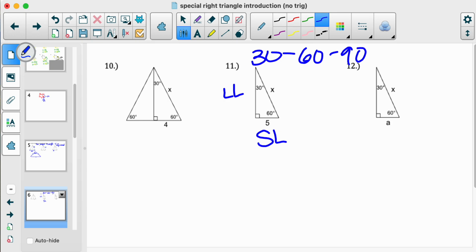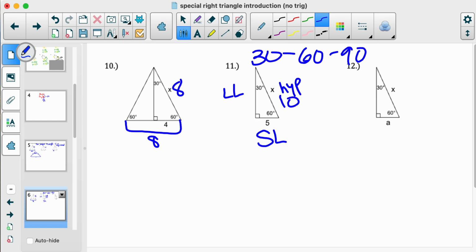Short leg, long leg, and we still have the hypotenuse, HYP, for the length of X. So if we go back here, this 5 is now half of the original equilateral triangle. Okay, so let's go back to number 10. If this little piece is 4, this whole thing is 8, so this side is 8, right? Because all the outside. So if this is 5, what does that make X?